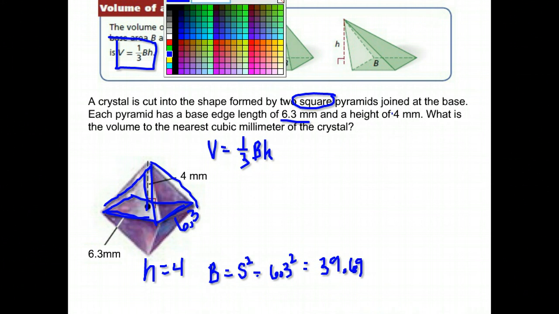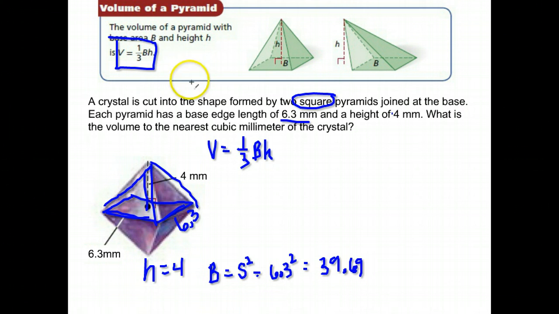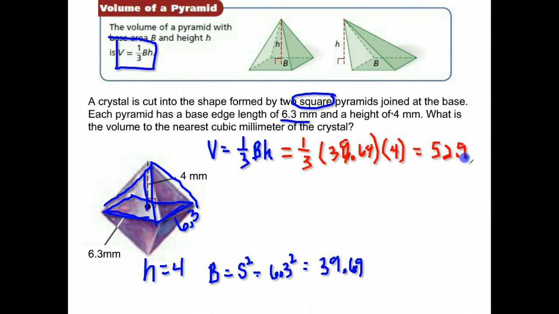That gives me the parts that I need for my formula for volume. So I go back up here and I put those numbers in. I'm going to find the volume of that top pyramid. So we have 1/3, the area of our base we just found was 39.69, and the height again was 4. So we just multiply 39.69 times 4, and then divide by 3 for our 1/3, and we get a volume of 52.92.